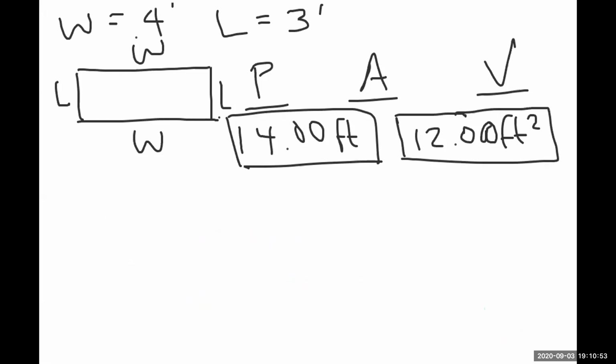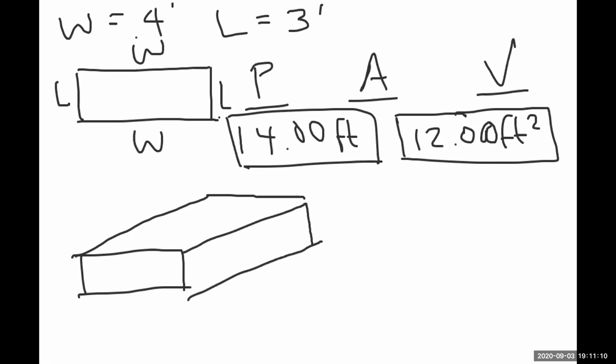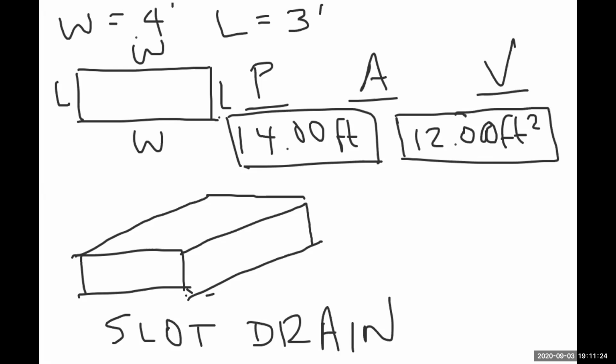And again, for volume, you're just multiplying by the projected length or the depth. If I had this rectangle projected out, where you might see this, we might call this a slot drain. Slot drains are typically rectangular. They're hollow in the middle.